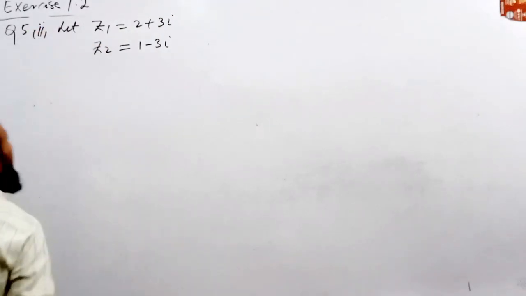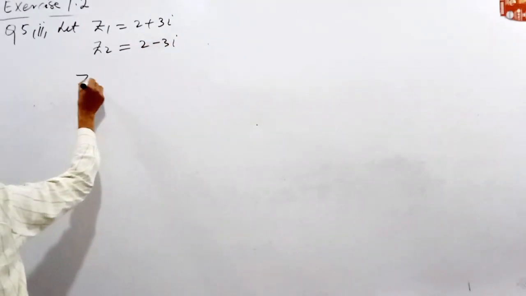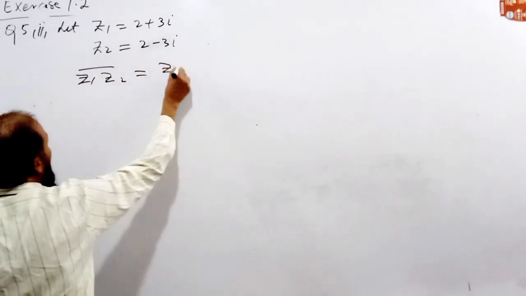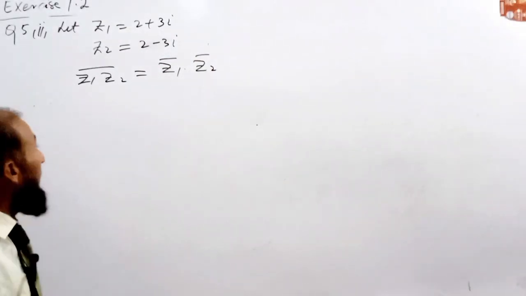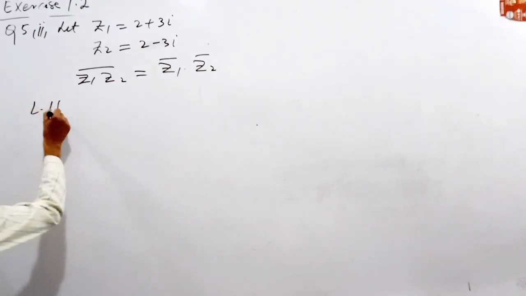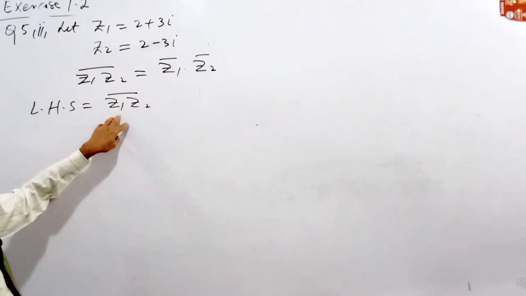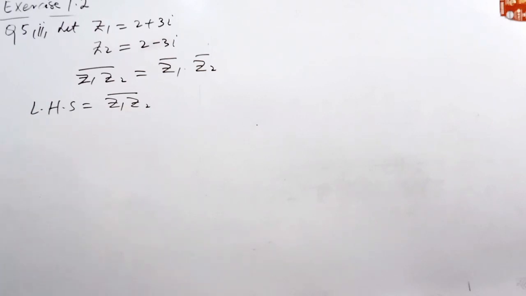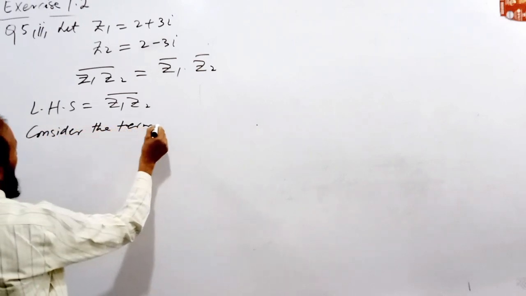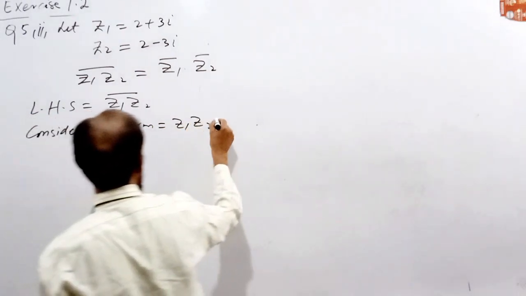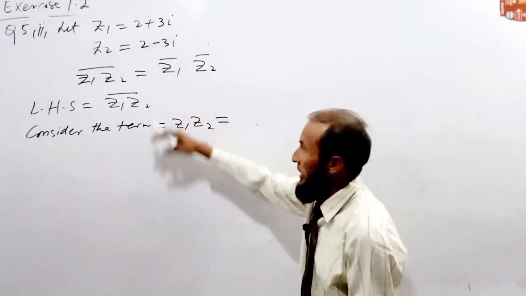Second part of the same question: z1 is 2 plus 3 iota and z2 is 2 minus 3 iota. Now verify that the conjugate of z1 z2 is equal to z1 conjugate times z2 conjugate. Now we want to prove this result, whether both results are the same or not. Taking the left hand side, it is the conjugate of z1 z2. So we cannot directly multiply these two terms. First of all, we multiply z1 and z2, and after finding the product of these two terms, then we take the conjugate.